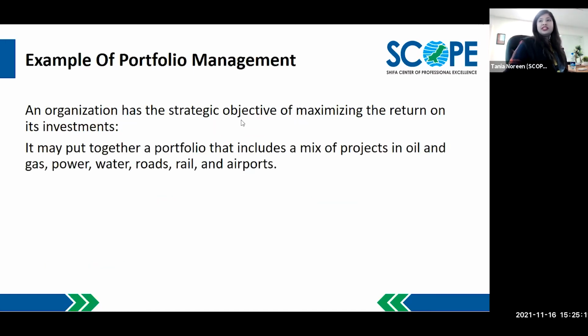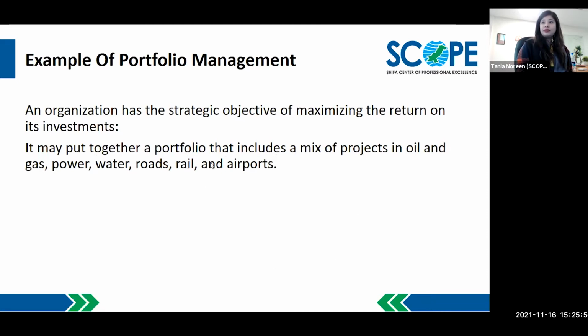Now, let's see the example of portfolio management. An organization has the strategic objective of maximizing the return on its investment. It may put together a portfolio that includes a mix of projects in oil and gas, power, water, roads, rail, and even airports. So that is the example of portfolio management. These oil and gas, power, water, roads, rail, and airports are the projects.